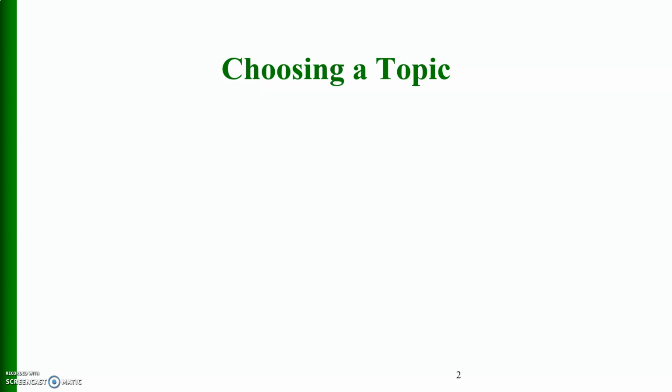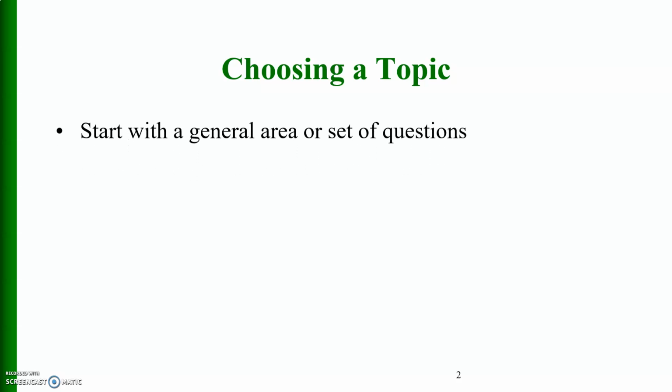The first step in conducting an empirical research project is to choose an appropriate topic. The basic idea is that we may start with a general area or a set of questions. For example, we have different disciplines in economics like microeconomics, macroeconomics, development economics, industrial economics, econometrics, and so on. So first we may choose the broader area, and then we can set some questions.